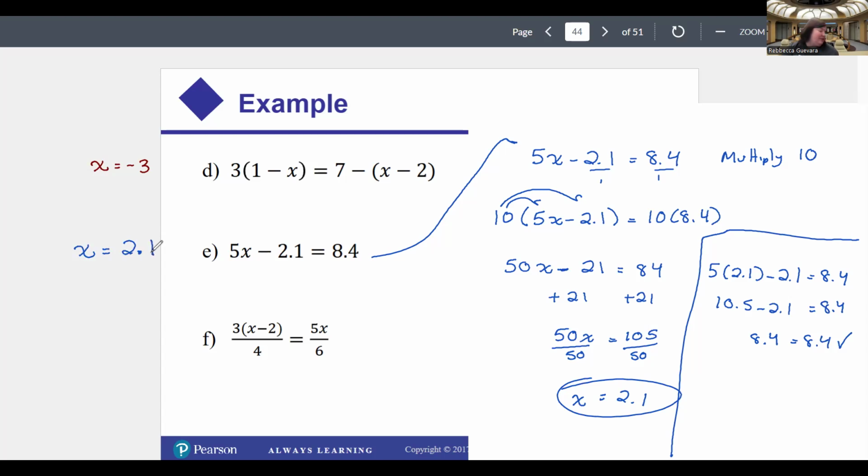So don't always expect that when you have decimals, you should have decimal solutions. Sometimes you won't. It's just in these cases we do. Sometimes you might end up with whole numbers.